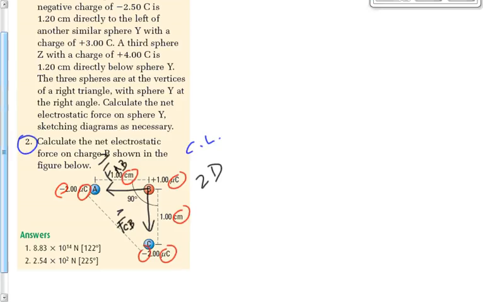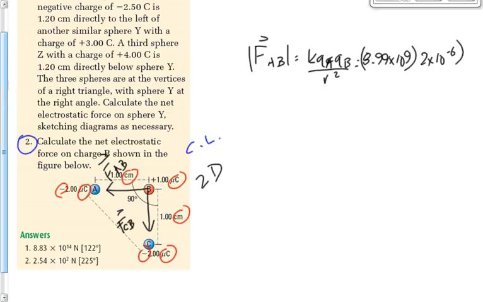All right, let's get the magnitudes of those forces. The FAB force, K QA QB over R squared. Don't forget to make QA 2 times 10 to the minus 6 coulombs. 10 to the minus 6 because it's microcoulombs. QB is 1 times 10 to the minus 6. Notice I dropped the sign for the 2. I don't care, it's negative. That was important for determining the direction of the force, but it's not important in putting it into the equation. R is 0.01 meters.